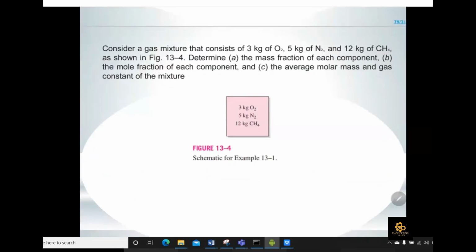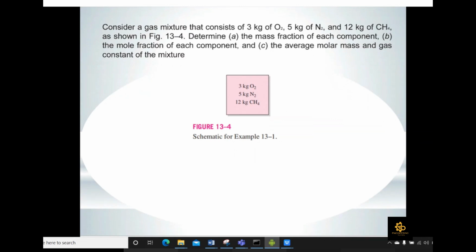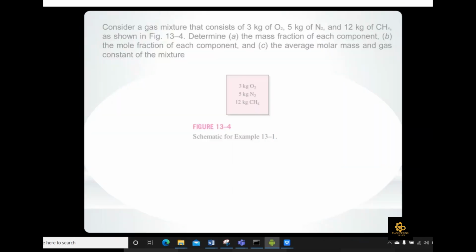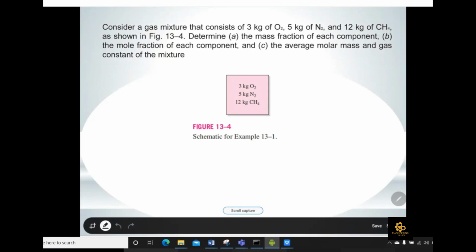For this, we just divide the universal gas constant by the molar mass of the mixture. Okay, so this is one example from your book, example 13-1 from chapter 13. You have to read the statement first. Consider a gas mixture that consists of 3 kg of O2, 5 kg of N2, and 12 kg of CH4. The figure is mentioned over there.